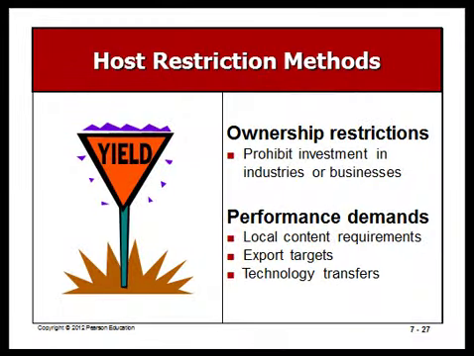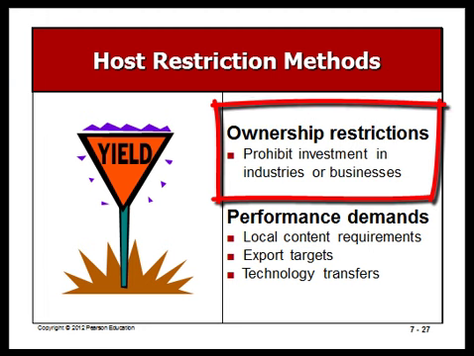Host restriction methods. One method host countries can use to restrict FDI inflows are ownership restrictions. Governments impose ownership restrictions that prohibit non-domestic companies from investing in certain industries or owning certain types of business. Another restriction is a requirement that non-domestic investors hold less than a 50% stake in local firms. Nations are eliminating such restrictions because companies can choose another location.